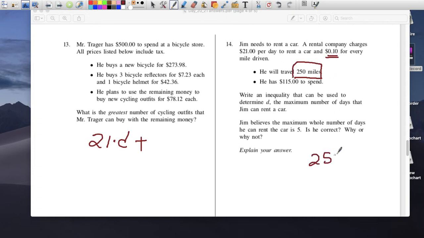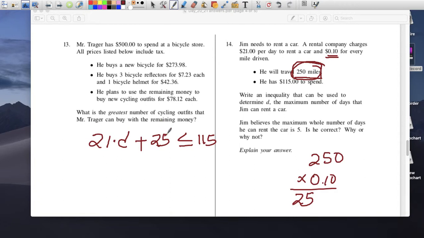So let's figure out how much that is. If you multiply 250 times 10 cents, 250 times 0.10 equals $25. So just based on the miles, I know he's going to spend $25. So let's add it to here. It's going to be $21 times however many days, plus $25 because he's going to travel 250. And all of that has to be less than or equal to 115, because he doesn't want to spend more than this.